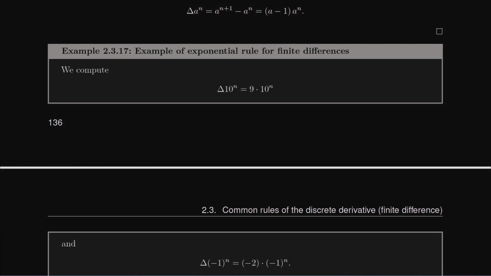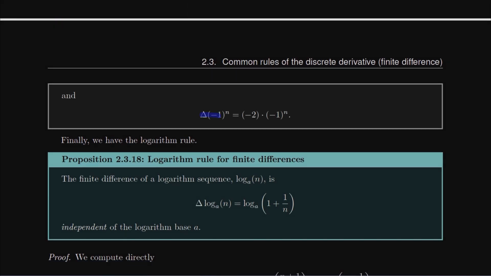So 9 times 10 to the nth power. I could do something with negative 1 even. So let's think about the sequence. This is the alternating sign sequence, remember? So we have 1, negative 1, 1, negative 1, dot, dot, dot.